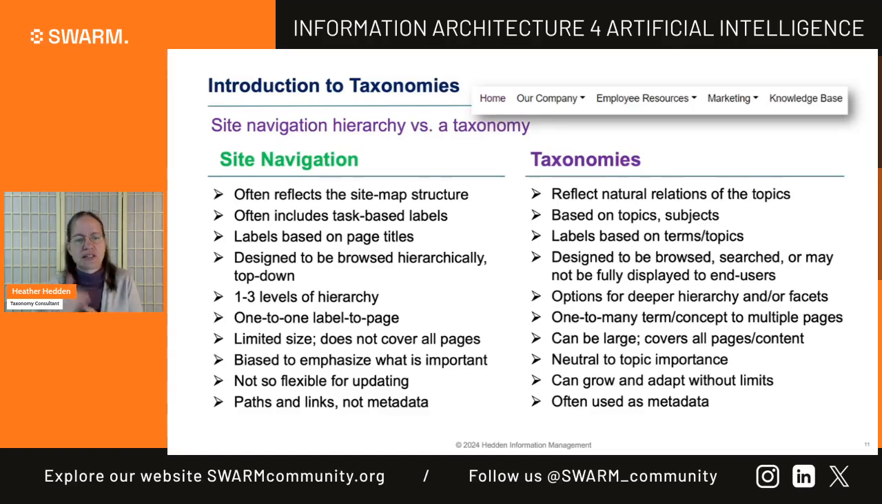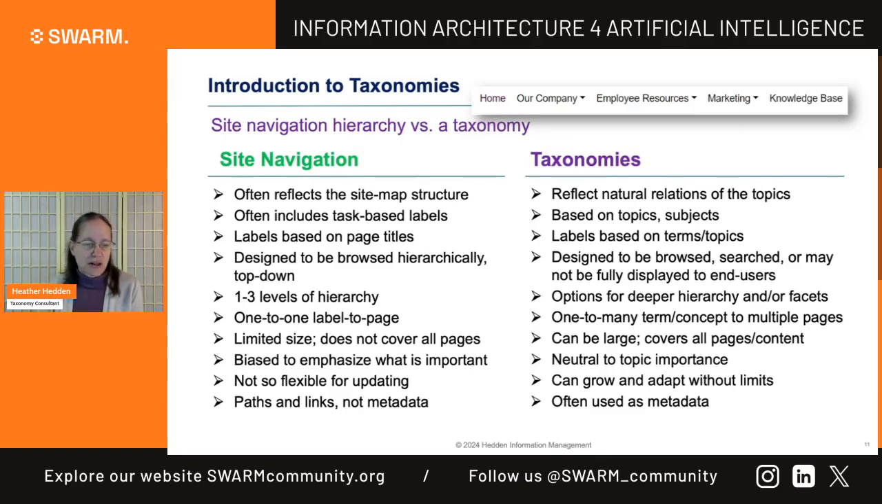And site navigation is designed to be browsed hierarchically top down. That is the only way, whereas a taxonomy could be browsed, but it could also be searched and not fully displayed or partially displayed. Site navigation is limited in the number of levels of hierarchy, to not more than 3, whereas a taxonomy can go quite deep and still be quite functional. And one thing's very important, that in a site navigation, it's one-to-one. A navigation menu label item links to a page. Now, it could be a landing page that goes to other pages, but a taxonomy, these are concepts, these are terms that are tagged to multiple pages or documents, so it's one-to-many.